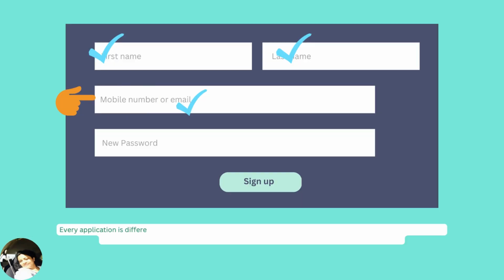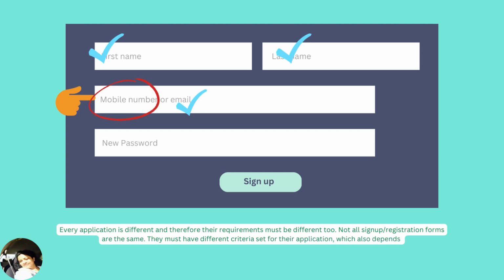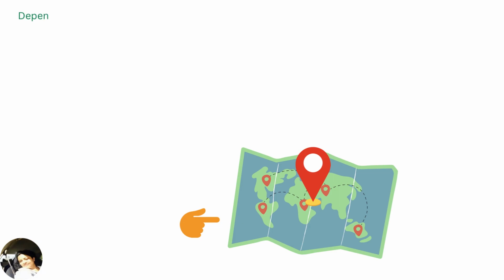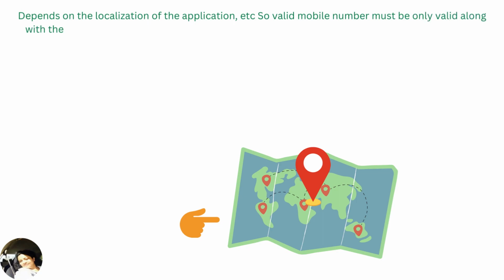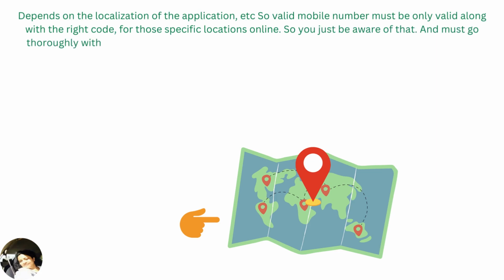Every application is different and therefore their requirements must be different too. Not all sign up or registration forms are the same. They must have different criteria set for their application, which also depends on the localization of the application, etc. So, a valid mobile number must be valid along with the right code for those specific locations. You just need to be aware of that and go thoroughly through the requirement document of the application that you are testing.